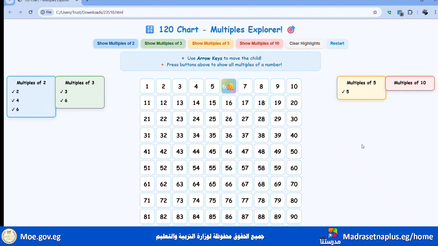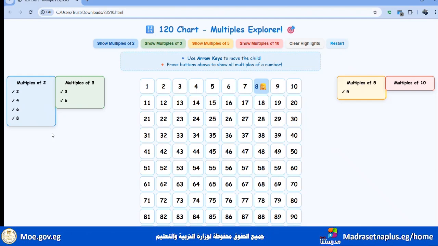Another step. Number 7, not a multiple of 2 or 3 or 5 or 10. Can you guess, when I jump one step to the right to the number 8, before reaching the number 8, number 8 is a multiple of what? Oh, number 8 is a multiple of 2. Look at multiples of 2. We can see 8 here. So 8 is a multiple of 2.